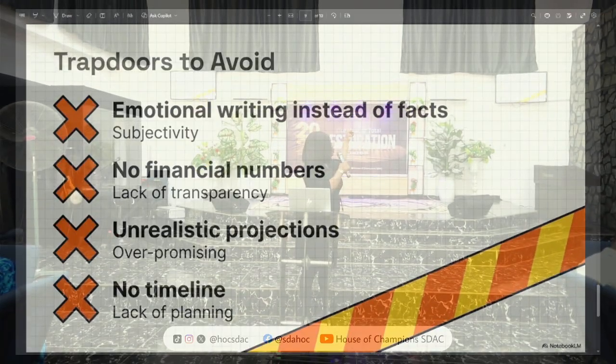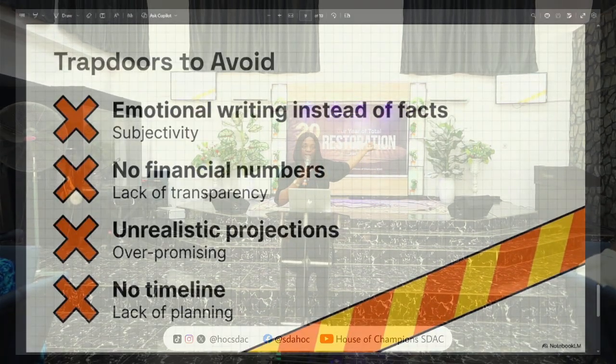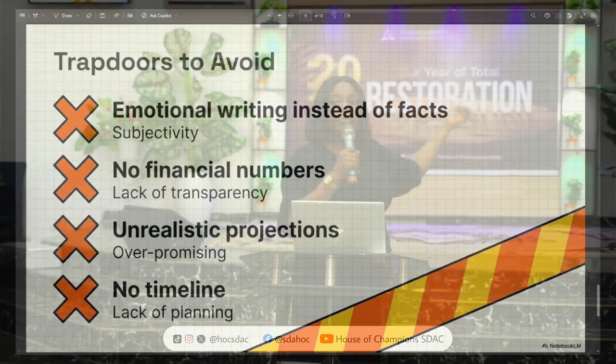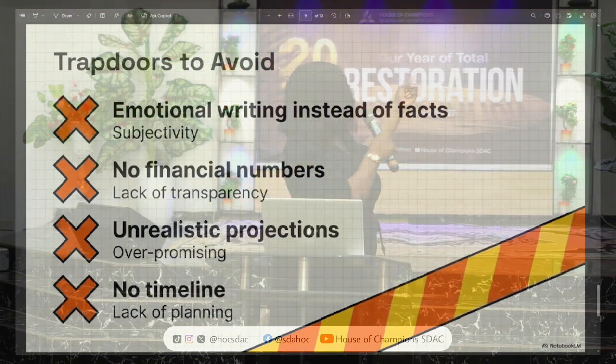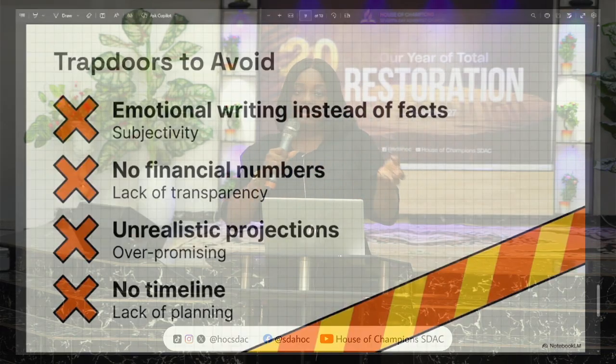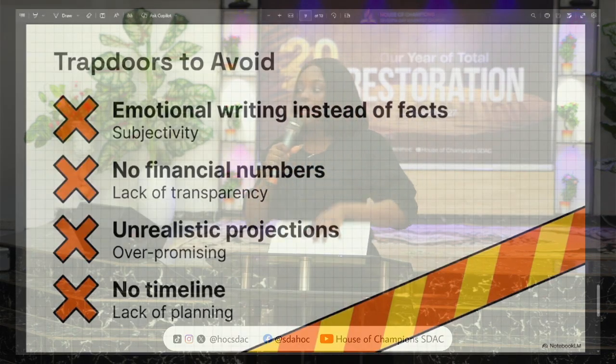Now, unrealistic projection, we already ironed this out, we already treated this. Make your projections as realistic as possible. Now, there has to be a timeline, like I stated before.